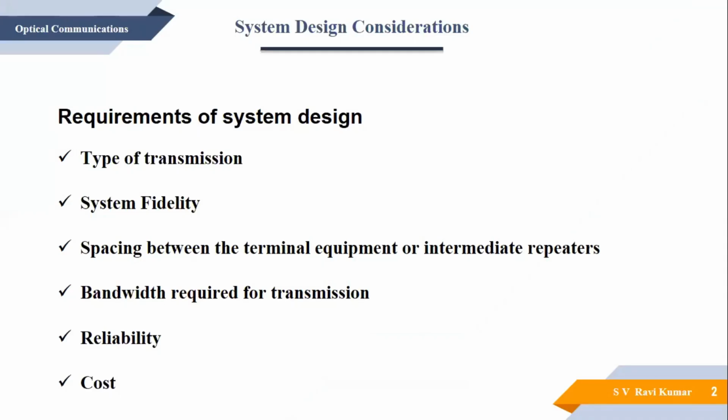When you see the requirements, the first one is the type of transmission you are preferring. Type of transmission means you may prefer analog transmission. If you want to transmit a TV signal, it should be an analog transmission, and it requires a small bandwidth and better linearity. And whenever you want to transmit a sampled voice, then you must go for digital transmission.